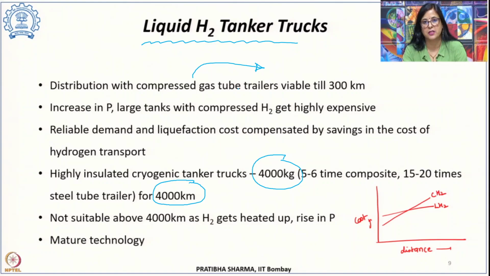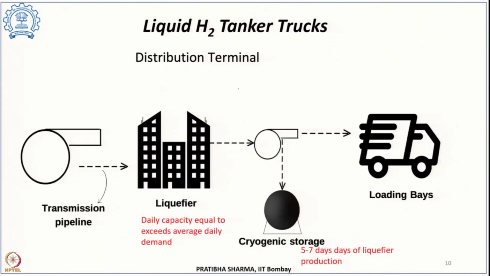These are all data from different researchers. The liquid hydrogen systems are like this: transmission pipeline, liquefier. This is the liquefier, and after the liquefier, this is the cryogenic storage for pressurizing, or for high pressure loading of the loading bays.